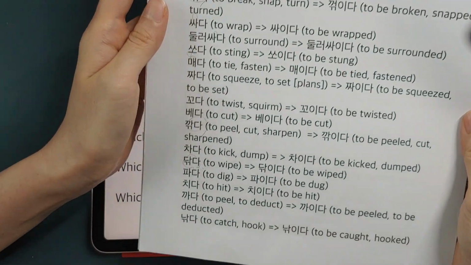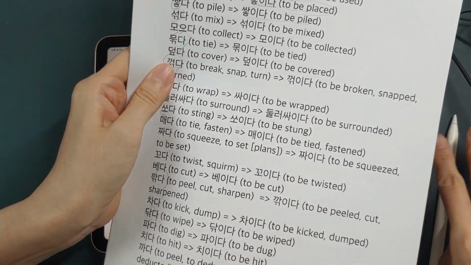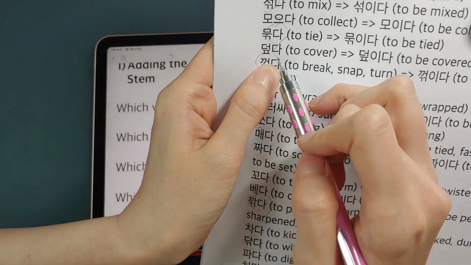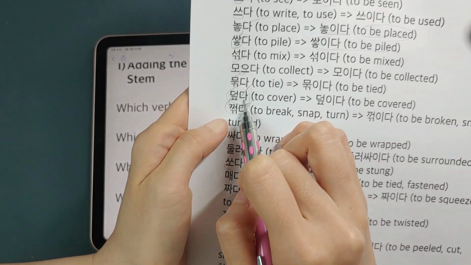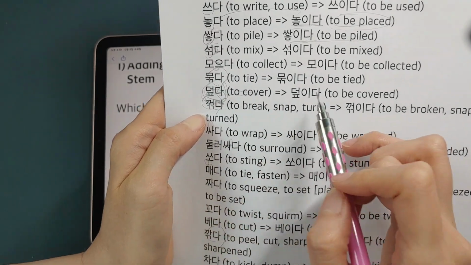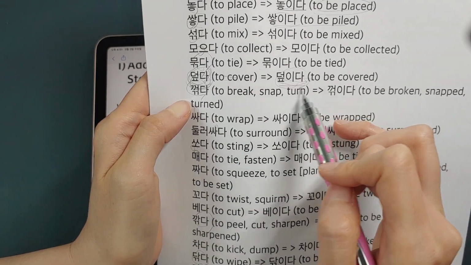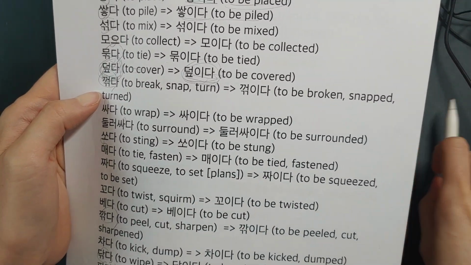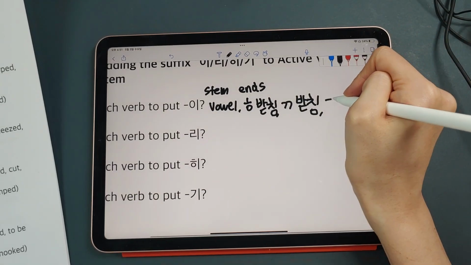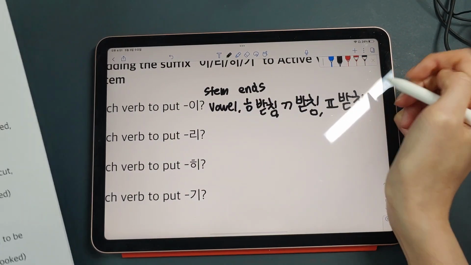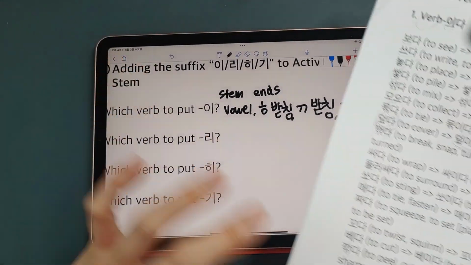And one more commonality would be that there aren't many verbs that end in 피읍 받침, but if there are, usually 이 is put to make it into a passive verb. So 덮다 becomes 덮이다 for the passive verb version. So let's write 피읍 받침 as well here. And let's move on to the next group, the 리 group.